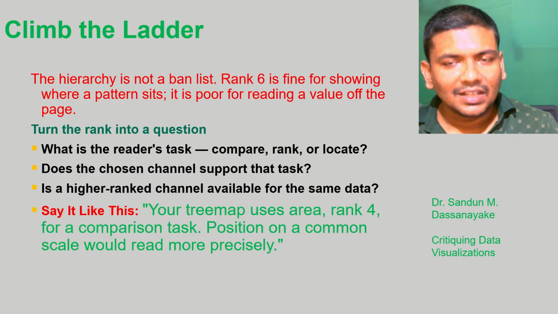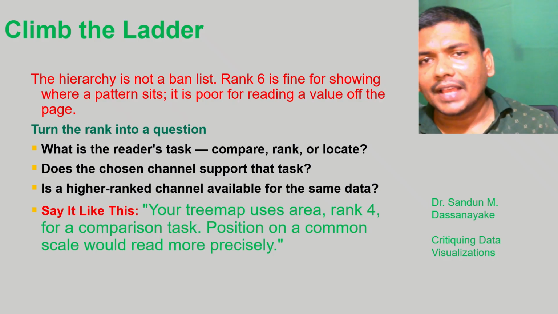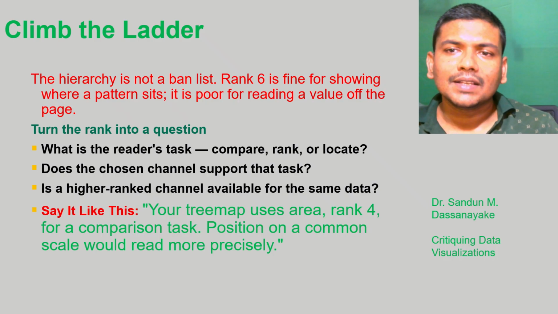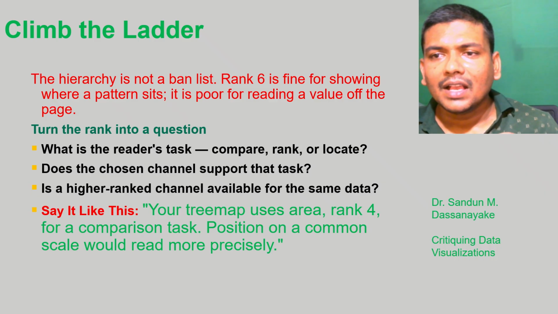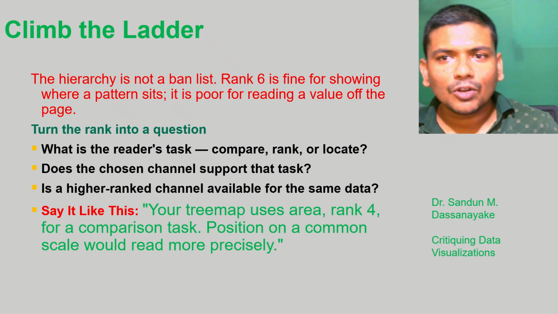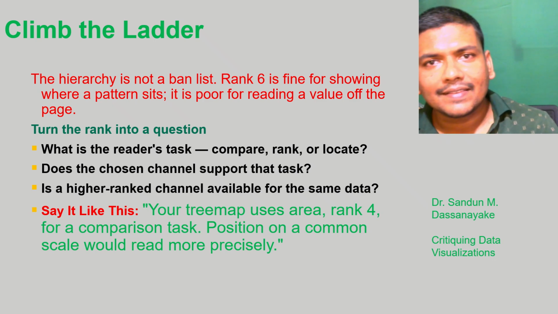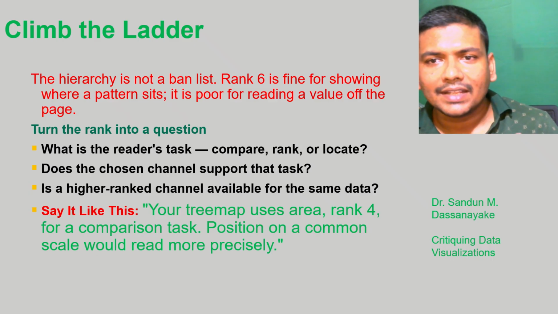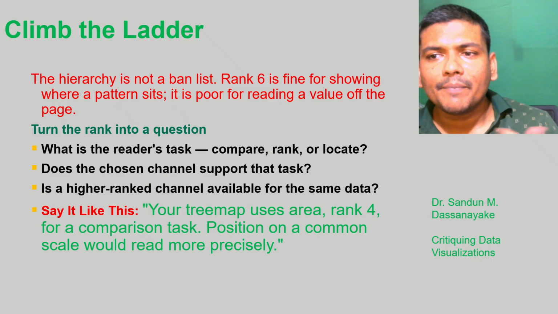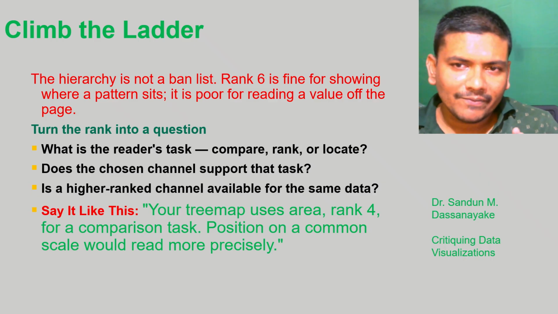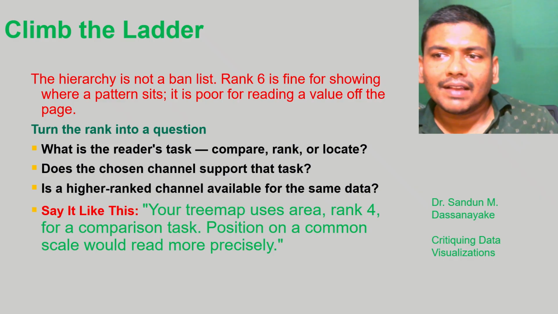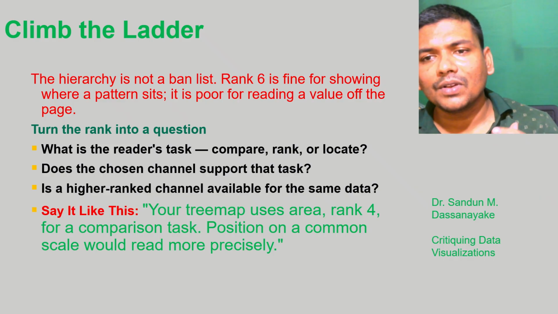Here's the resolution. The hierarchy ranks accuracy of value reading, and value reading is only sometimes the reader's task. If I want to know where dengue cases cluster, a choropleth map at rank 6 is exactly right. I am detecting a spatial pattern, not extracting numbers. If I want to know whether Gampaha beat Kalutara, that same map fails, and a bar chart answers in a second. So the hierarchy never tells you a chart is wrong on its own.